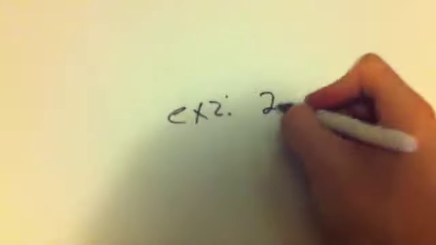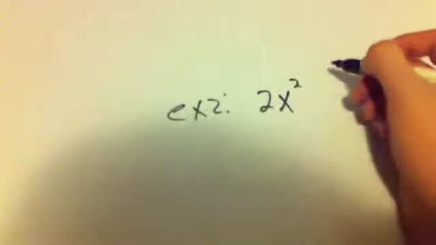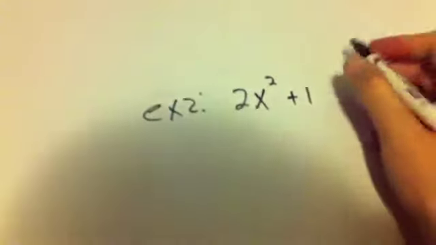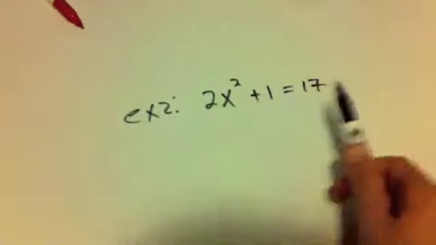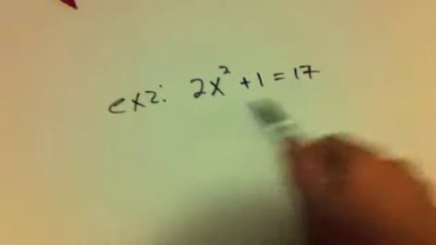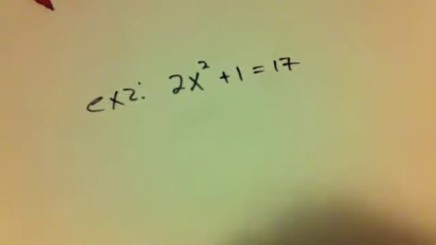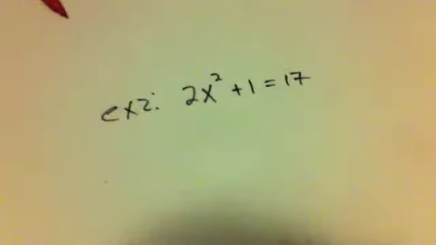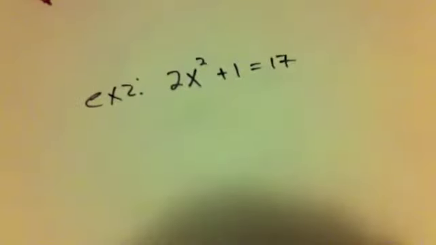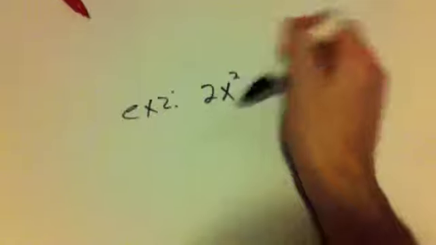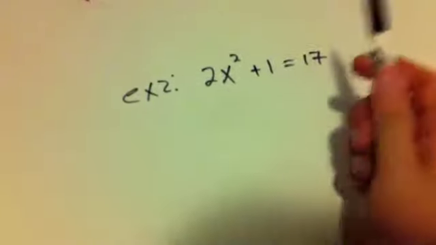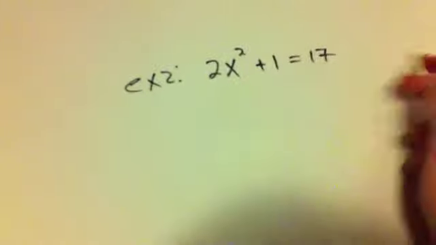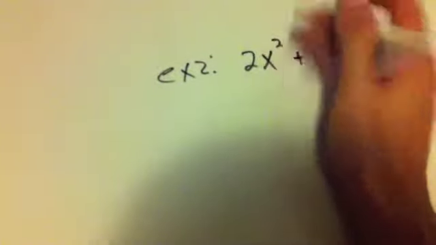So say we have 2x squared plus 1 equals 17. Now, just like in linear algebra where you're solving for x, you get x by itself with everything else on the other side, the same thing applies here, except this is squared. We're going to figure out how to handle that in a minute, but for right now, everything still applies. We have to get this x by itself.